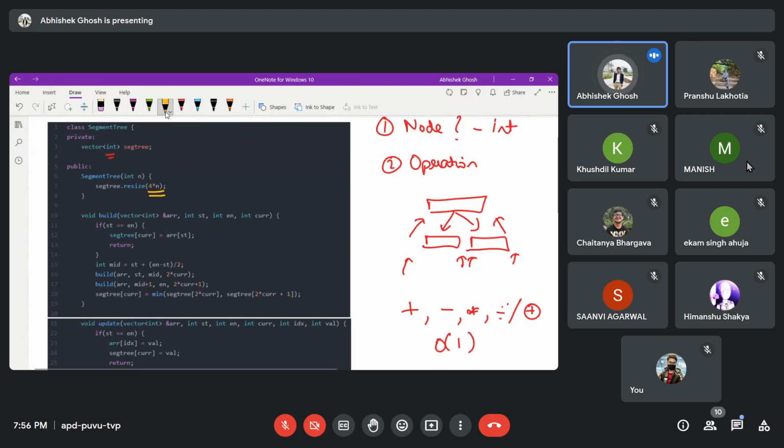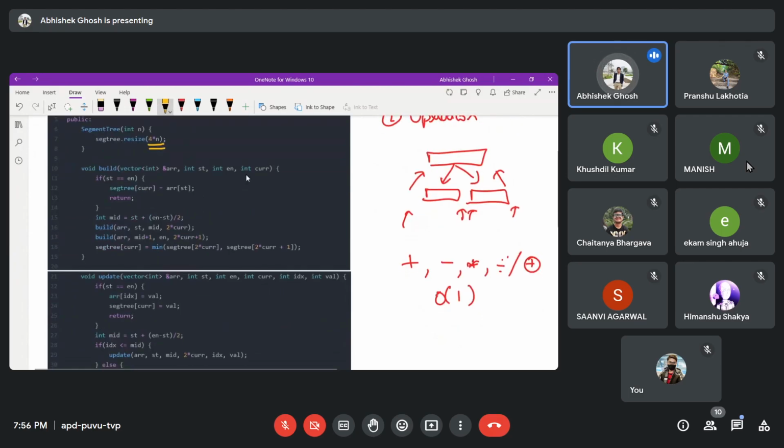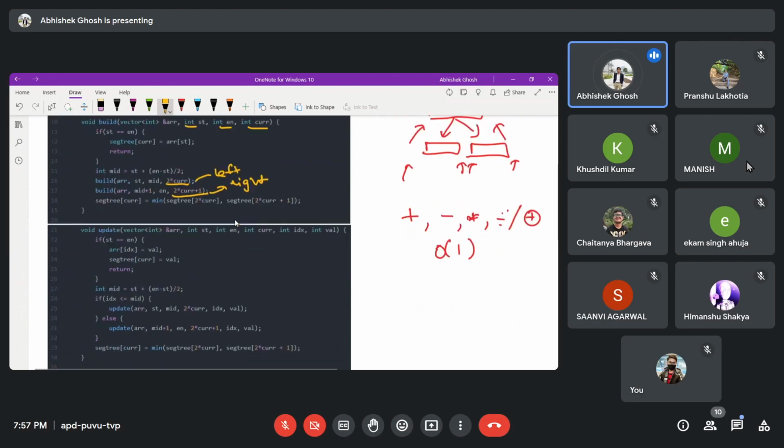So in the build part, it's basically just a DFS traversal and creating a node at each step. There are three parameters: starting, ending, and cur. Cur is the index of our segment tree. So the root node was 1. And here we are computing 2 into cur and 2 into cur plus 1 as the left child and the right child, after computing the mid.